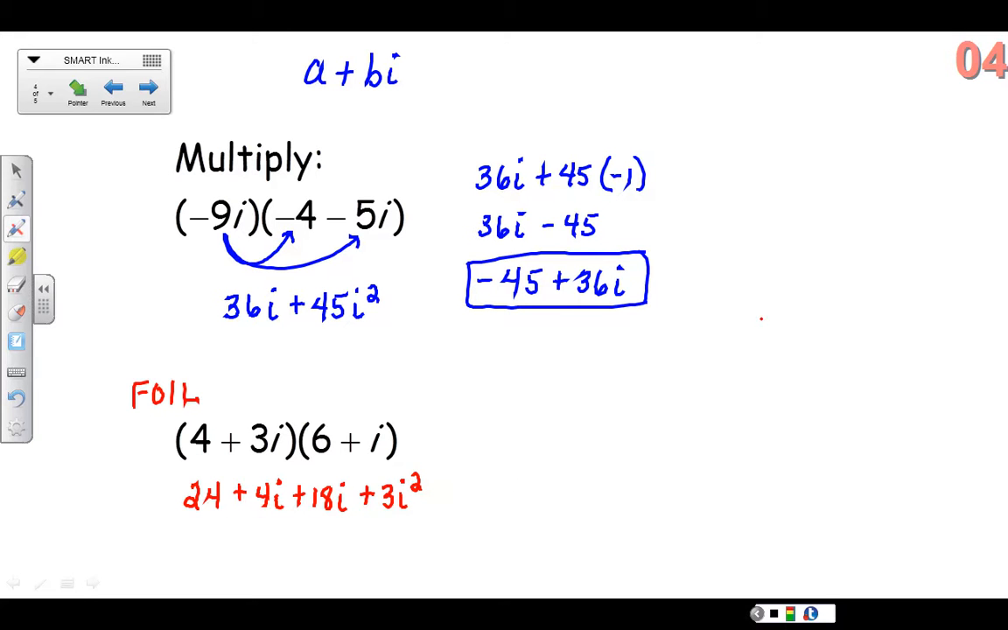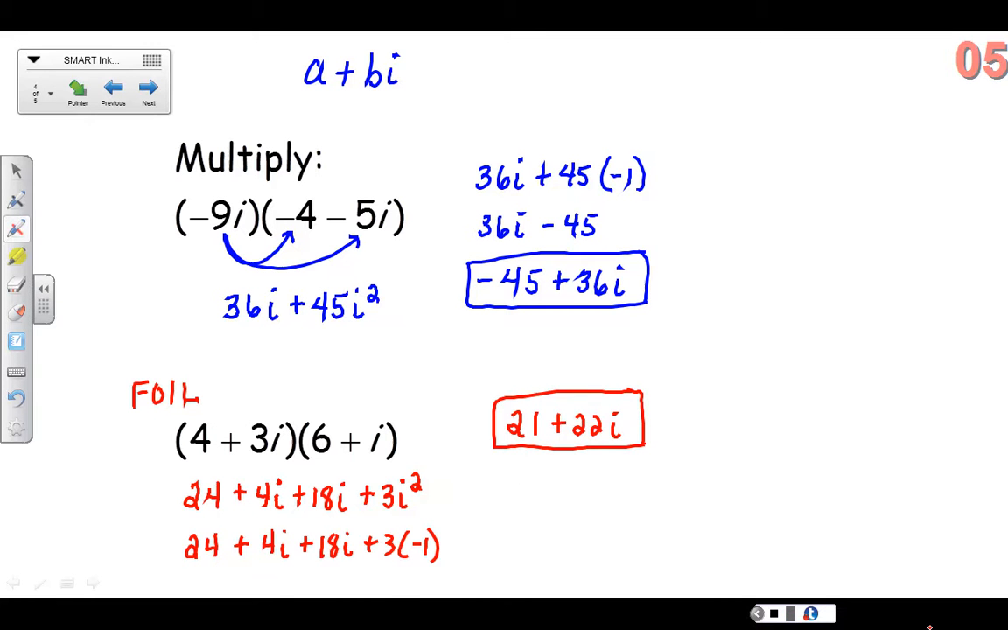As you can tell, I need to replace the i squared with a -1. So that actually is going to make that -3. So I have 24 minus 3, which is 21. So my real part is 21. Then you have two terms with an i to combine, 4i plus 18i. So that's going to be plus 22i. So this is in complex number form. This is the product of these two complex numbers.